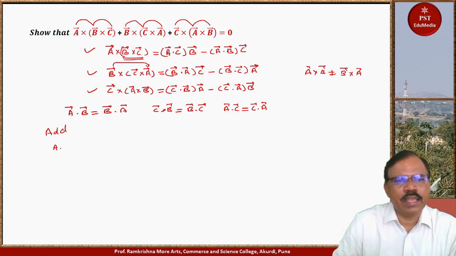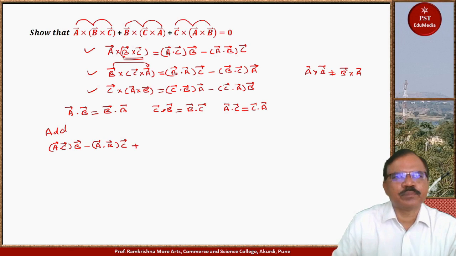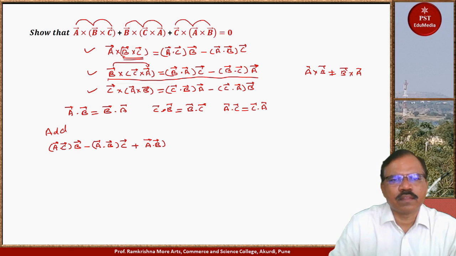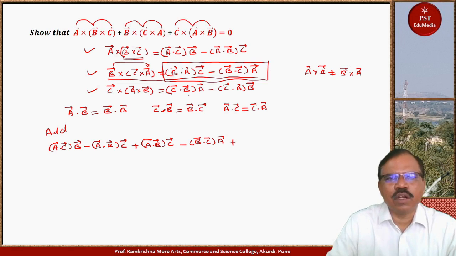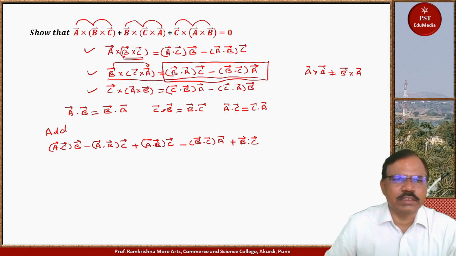If we add, we will get A dot C multiplied by B minus A dot B multiplied by C, plus, now the second one, B dot A, you can write A dot B multiplied by C, minus B dot C multiplied by A. Now plus, C dot B I can write as B dot C, multiplied by A, minus C dot A, you can write A dot C, multiplied by B.